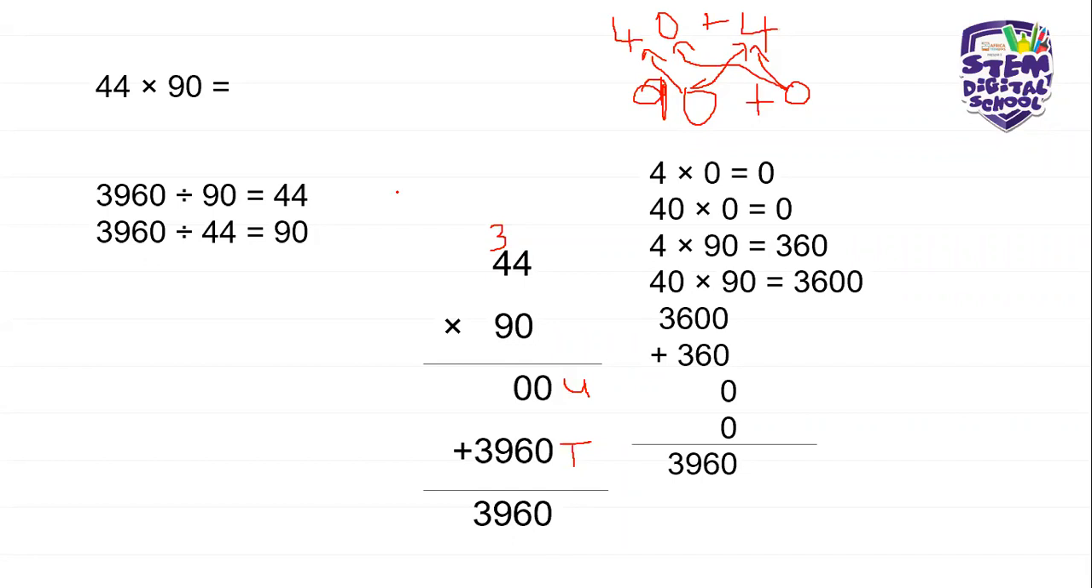Place value is the value that a number has according to its position, whether it's in the tens place, units place, hundreds place, or thousands place. So always remember place value. That's why I said that this is not just a 9, it's a 90.